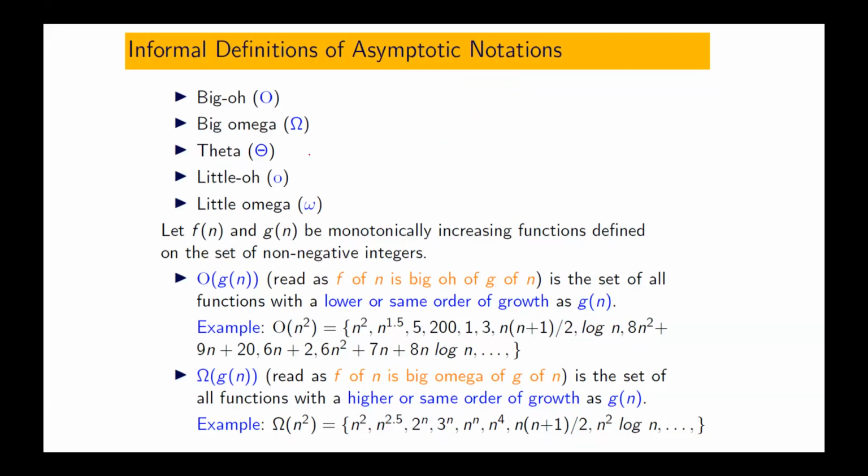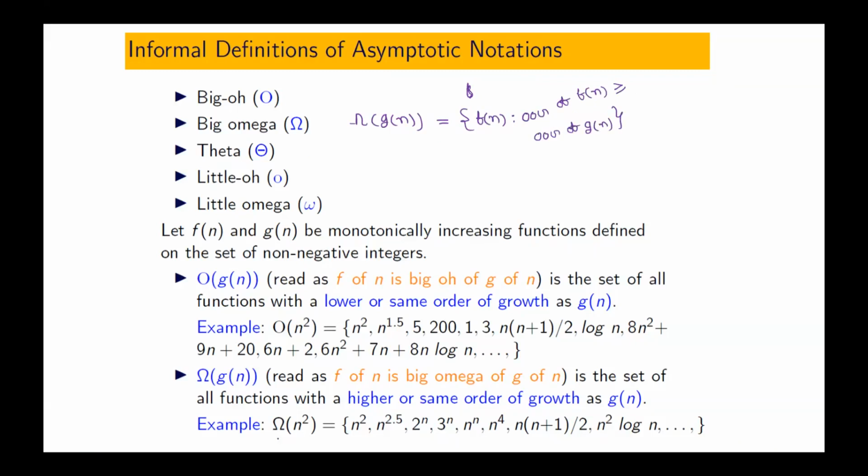Now, what does big omega mean? It is clear. So here also, big omega of g of n is a set. Then we need to say what the elements of this set are. It contains all functions, say f of n, such that the order of growth of f of n is higher than, greater than or equal to, the order of growth of g of n. Here it was less than or equal to. Here it is greater than or equal to. That's all.